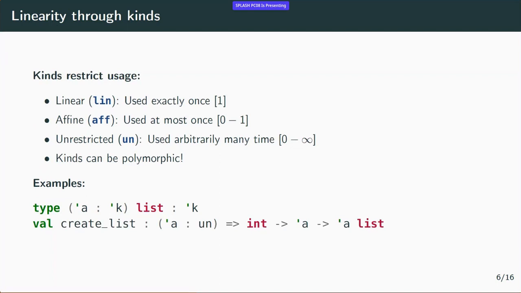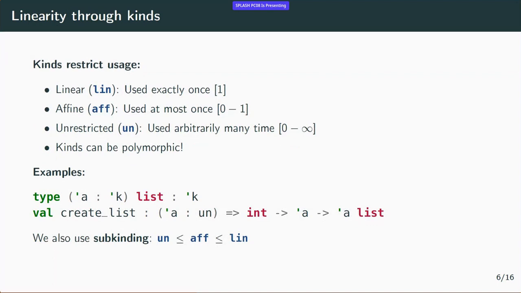Then you can write code like this, where you say, I want to create a list, and then I need a value of type A, but A has to be unrestricted, and then you can put that into the list. And of course, it must be unrestricted because the first argument tells you how many times you put it in the list. So you're duplicating it from that end.